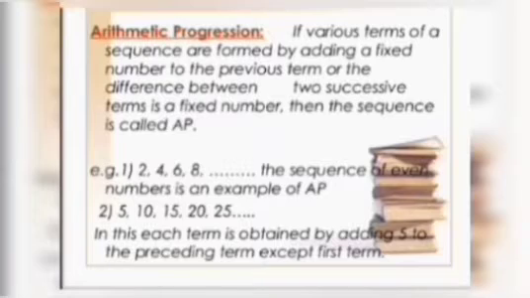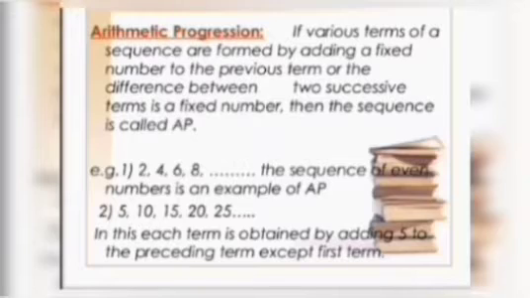What is arithmetic progression? If the various terms of a sequence are formed by adding a fixed number to the previous term, or the difference between two successive terms is a fixed number, then the sequence is called an arithmetic progression. Next, we will take two examples. First, 2, 4, 6, 8 and so on. The sequence of even numbers is an example of arithmetic progression.